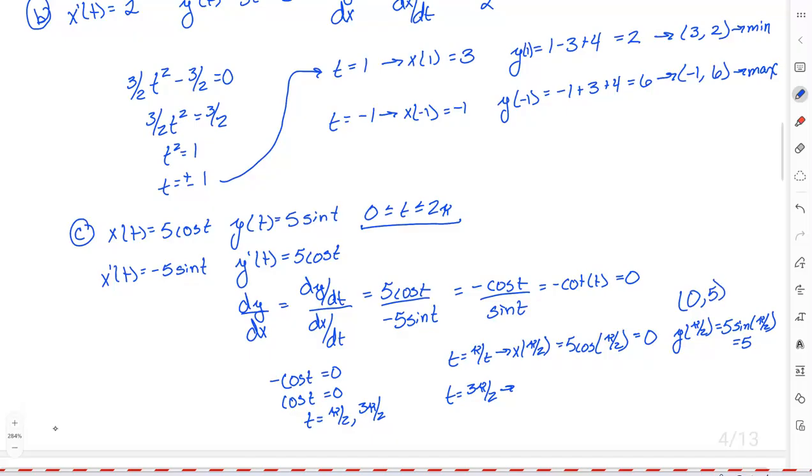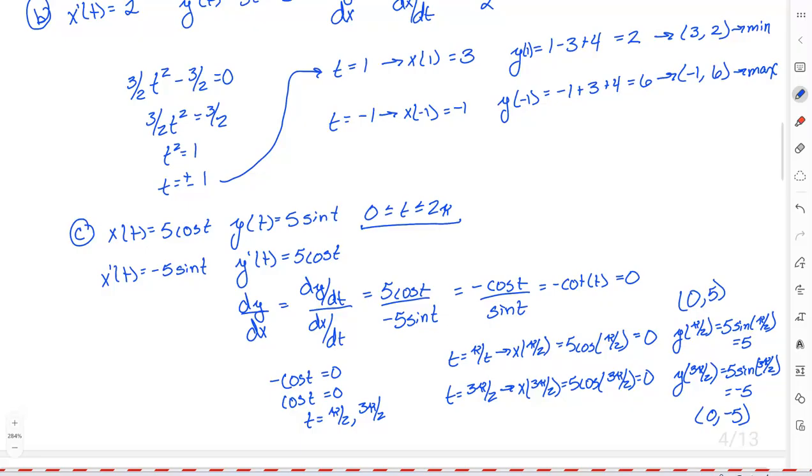And then if I plug in 3 pi over 2, x of 3 pi over 2 means we're going to evaluate 5 cosine of 3 pi over 2. And that's going to be 0. And then if we plug 3 pi over 2 in for t in the y equation, we're going to have 5 sine of 3 pi over 2. And that's going to be 5 times -1, which is -5. So we're looking at the point (0, -5).